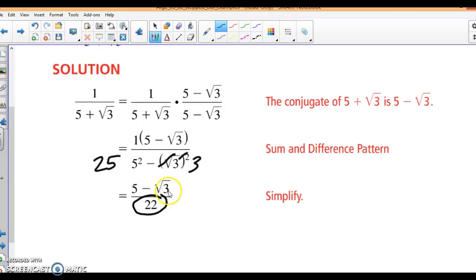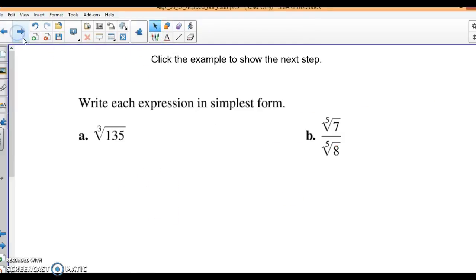So now that I have a denominator with a number instead of a radical, I'm as completely simplified as I can be. And there's nothing else that can go away. So there's that one. Okay, so we're going to look at these two and write them all in their simplest form. Now these are using different steps that we've done so far.